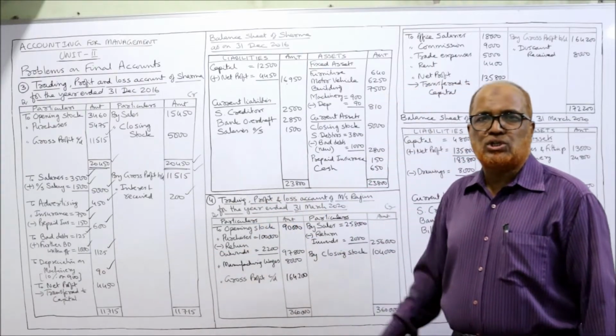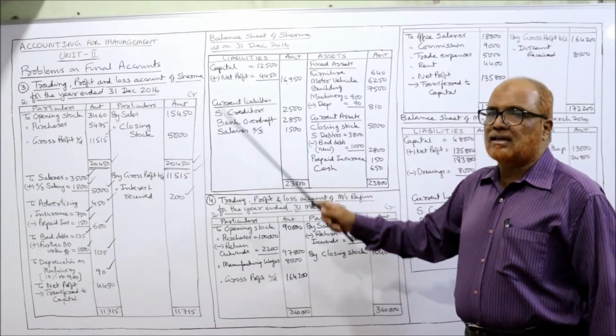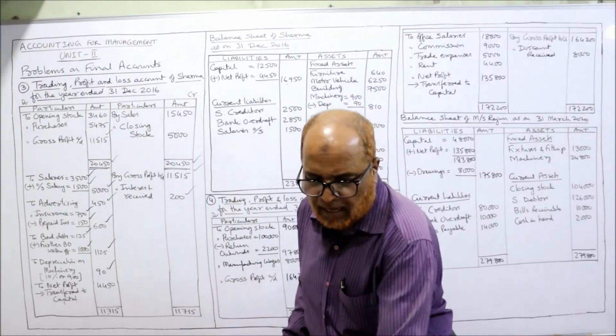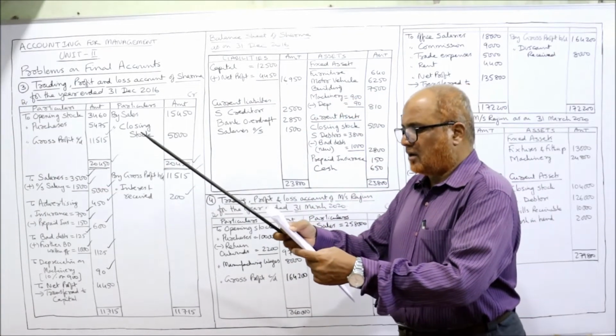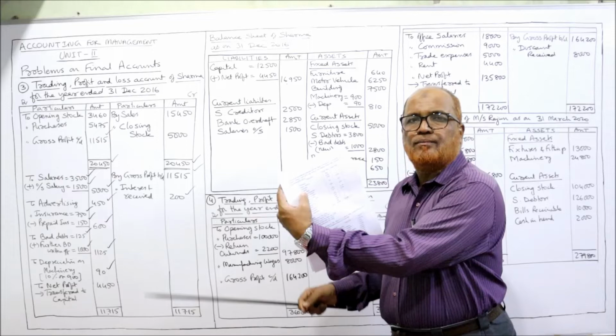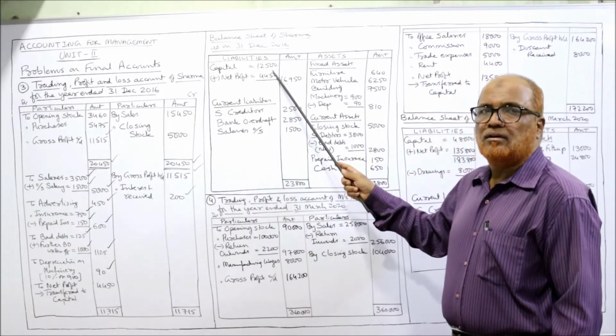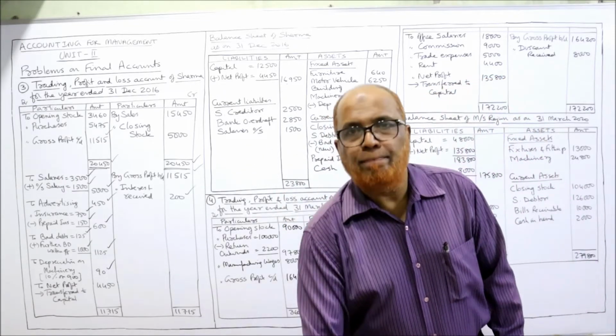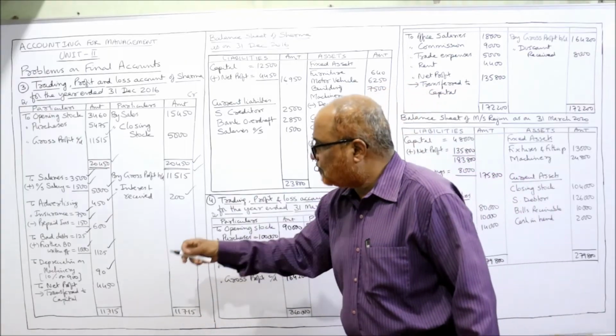Now we'll come to the balance sheet. On the balance sheet, first of all, we'll take the capital. It is given in the problem. The capital is, how much is the capital? 12,500. Capital is 12,500. To capital, we add net profit. Net profit is 4,450.